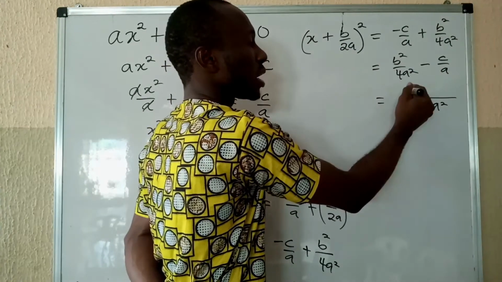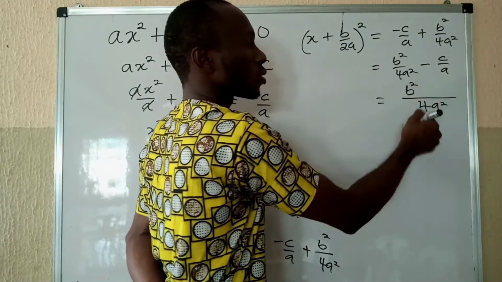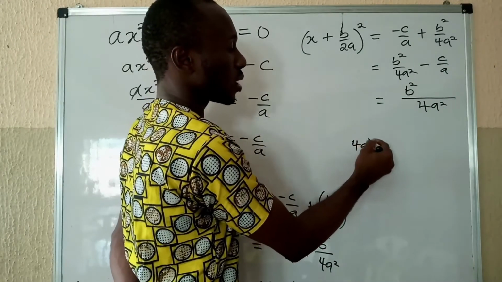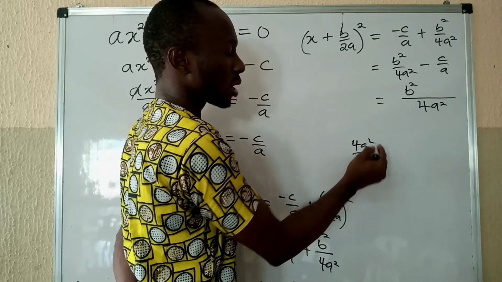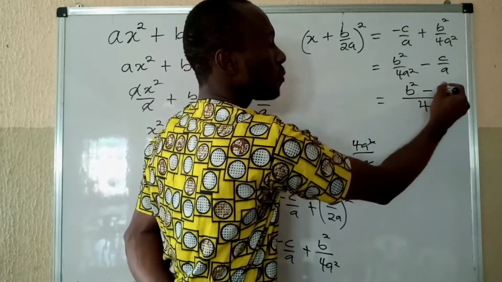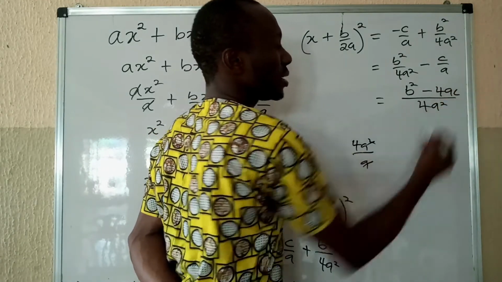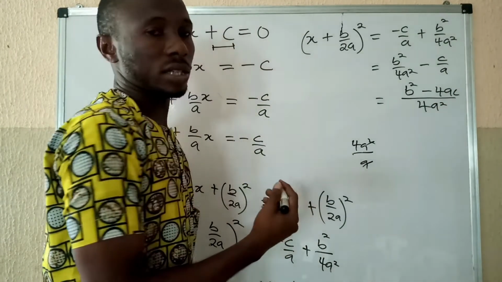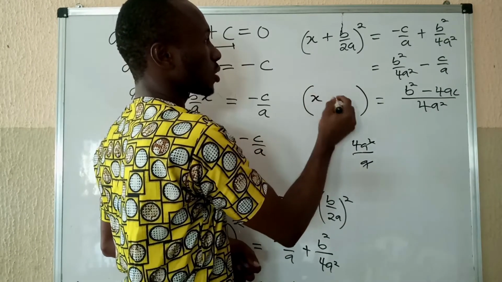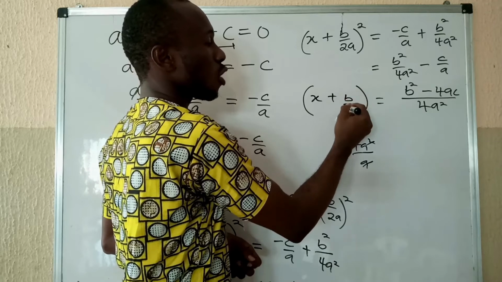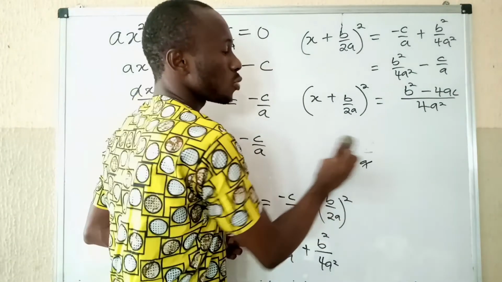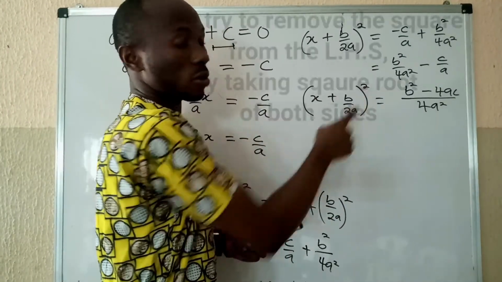1 times b squared is b squared. So 4a squared divided by a, of course, one of the a we cancel out, so we have 4a. Then 4a times c will give me 4ac. So that's what we have in the right hand side. But we will not forget to put our other side of the equation, which is x plus b upon 2a all squared.